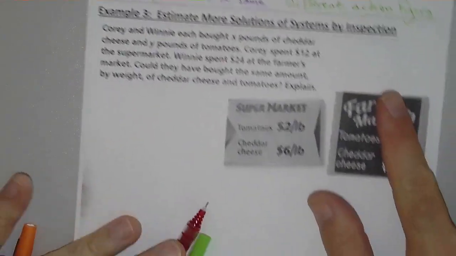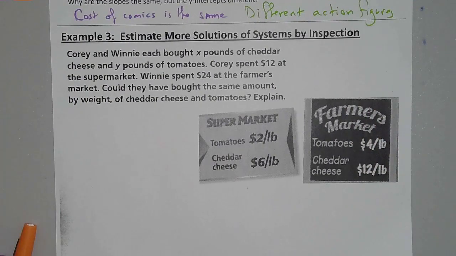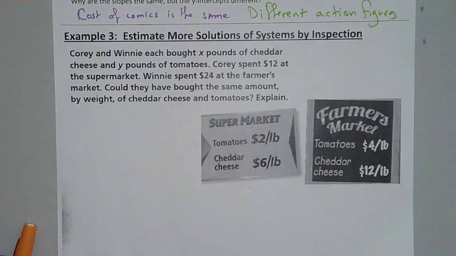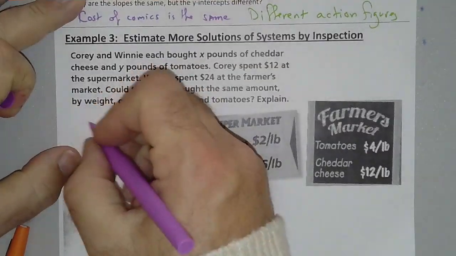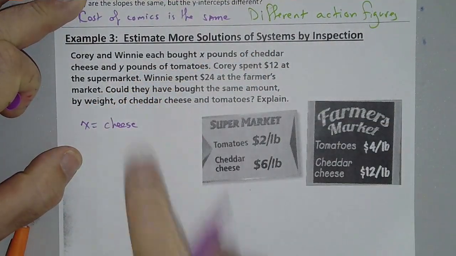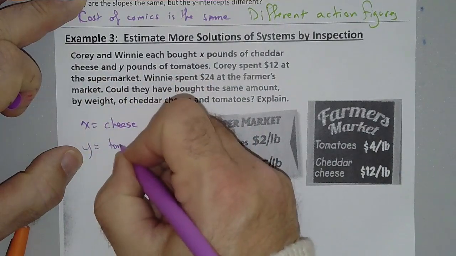Let's look at our last example. We are going to estimate many solutions by inspection. So this one's going to be a many solutions because that's the way this works. Corey and Winnie each bought x pounds of cheddar cheese. I better write that down. x equals cheese. And y pounds of tomatoes. y equals tomatoes.